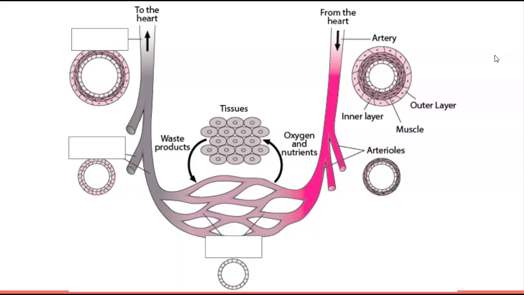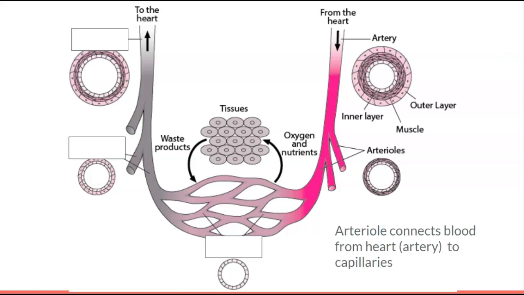Arterioles are smaller arteries, and their role is to connect blood from the heart, so from the artery, to the capillaries. So in your space in your notes, you're going to write that that is what an arteriole does.